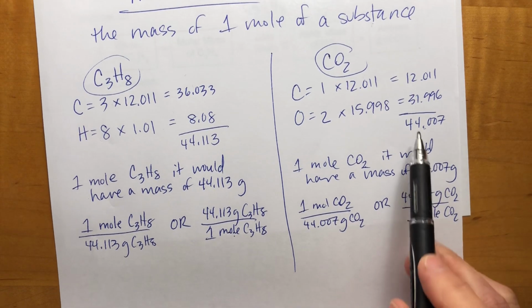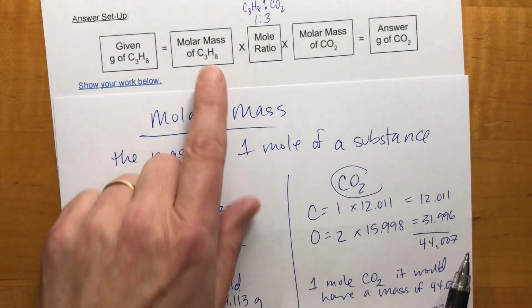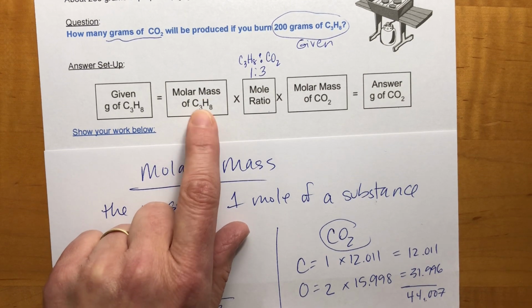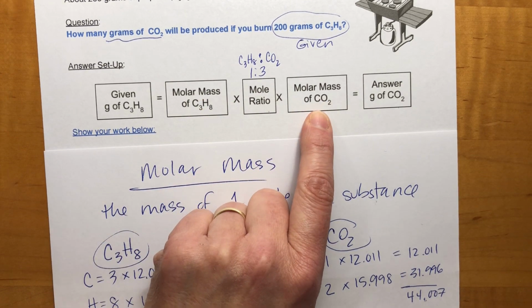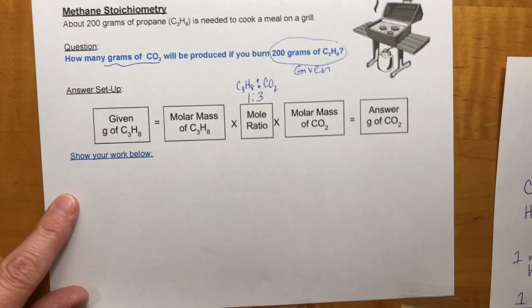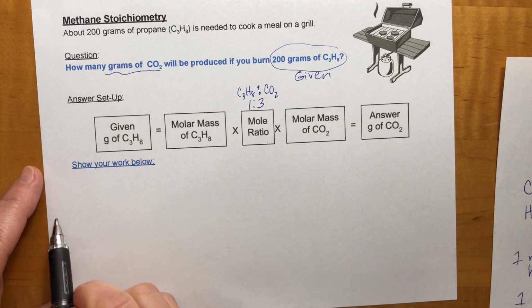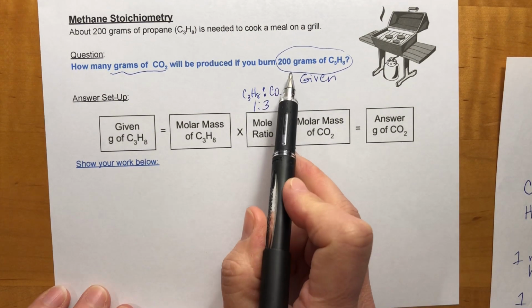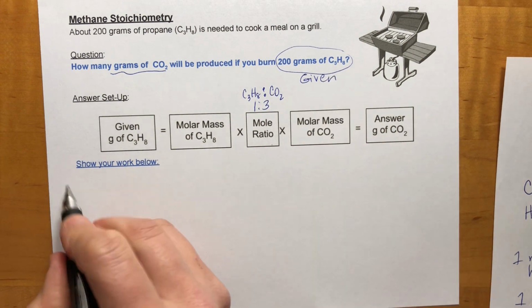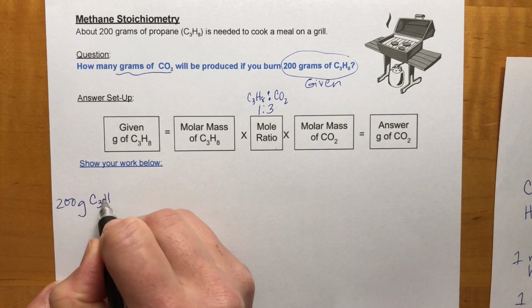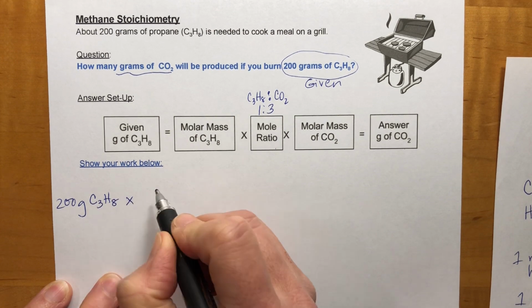All right, so we're going to need these molar masses, right? Here we're going to need the molar mass of propane, and here we're going to need the molar mass of carbon dioxide. So let's do the problem. So let's start with our given, and I'm going to start way over here on the edge so I have plenty of room. We're given 200 grams of propane, and I'm going to multiply it.